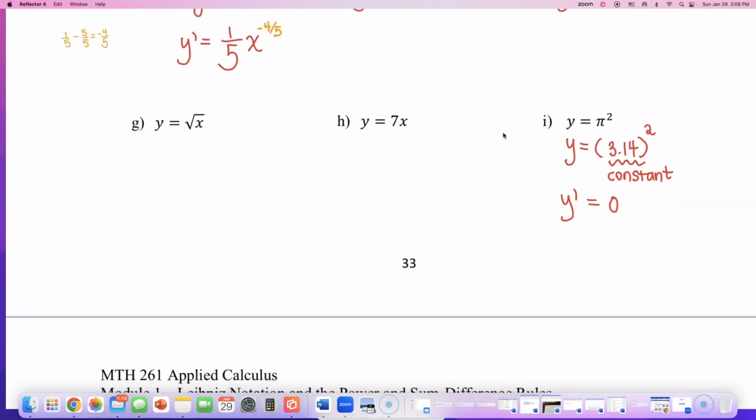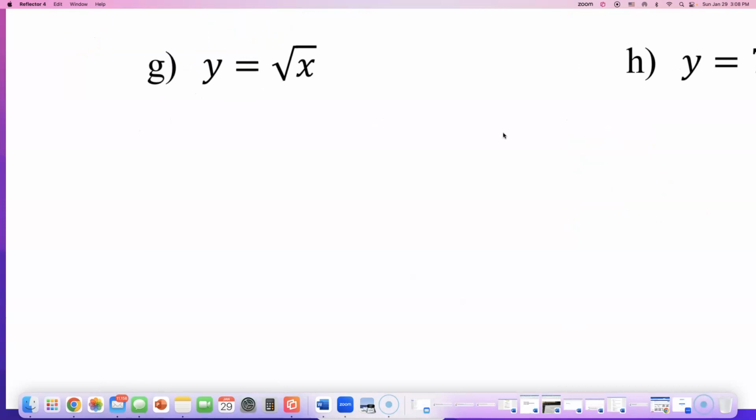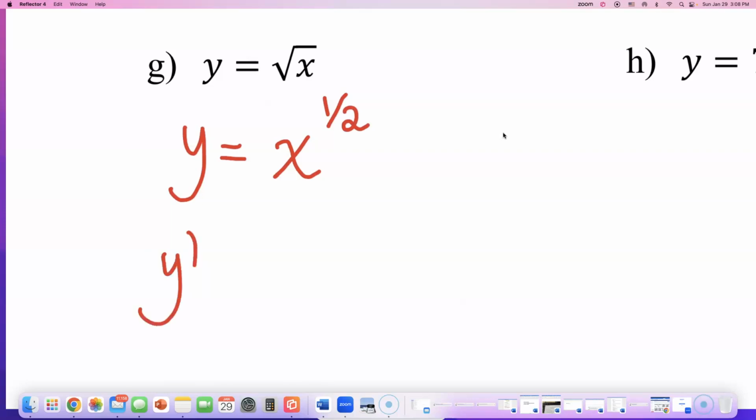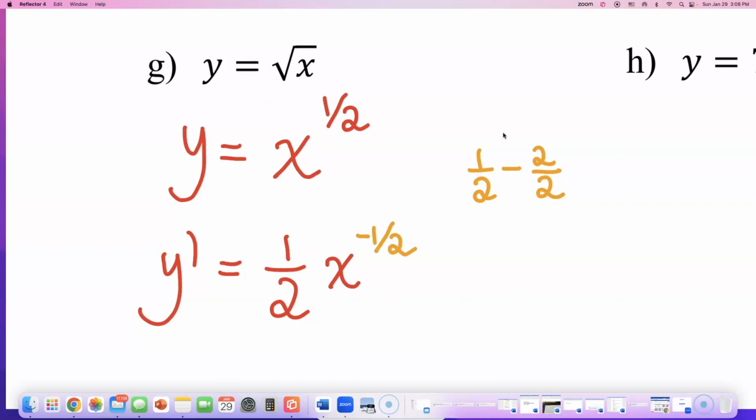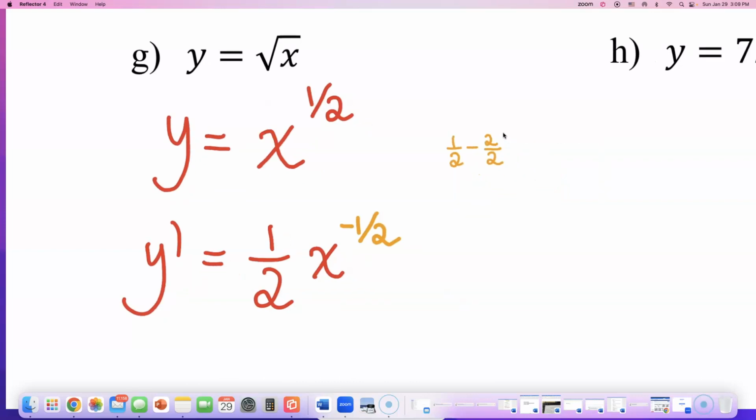All right, let's do 2 more on this page, and that will be it for this page. Rewrite this into a form that has an exponent. Square root of x is the same thing as x to the 1/2 power. Okay? Bring down that exponent of half to the front and go down 1 from half. So if you go down 1 from half, that's 1/2 minus 2/2. The new exponent will be negative 1/2. Okay?